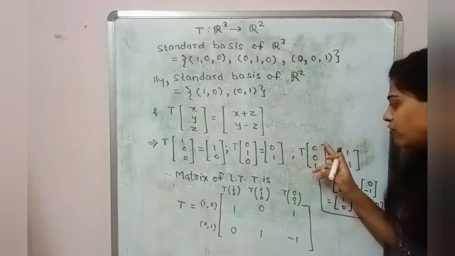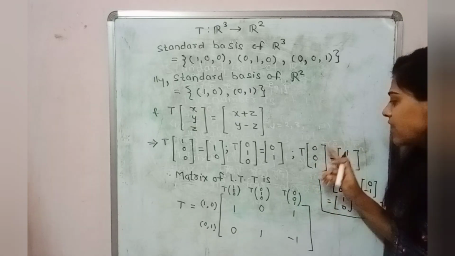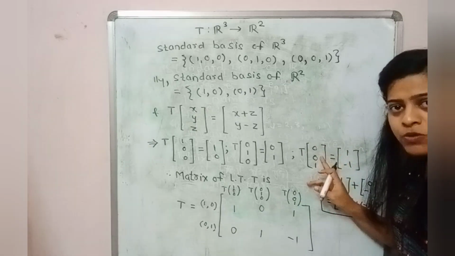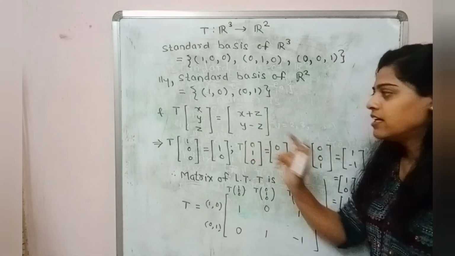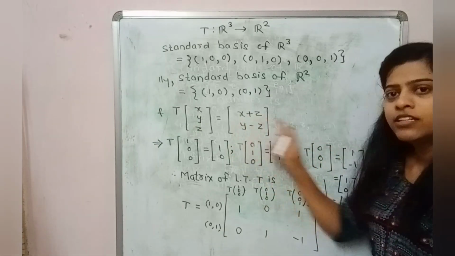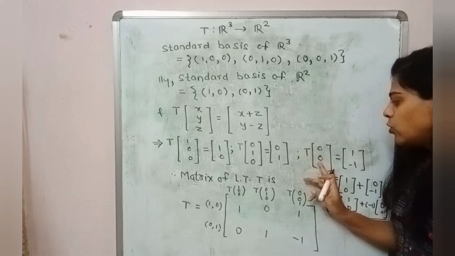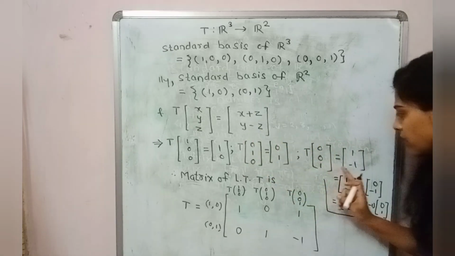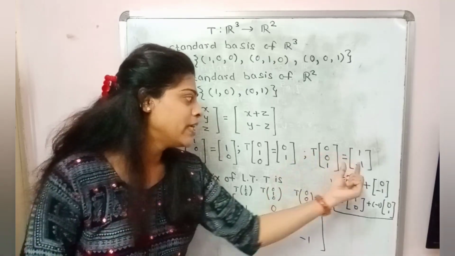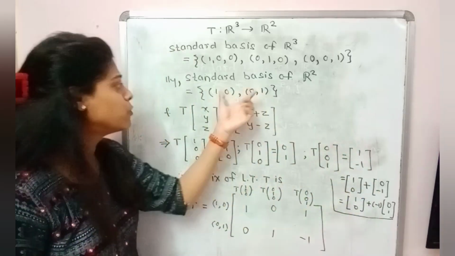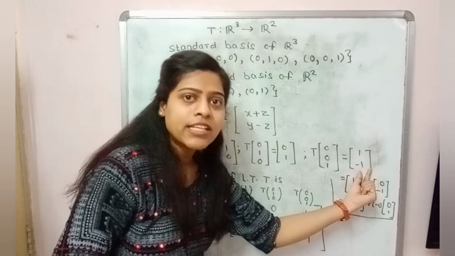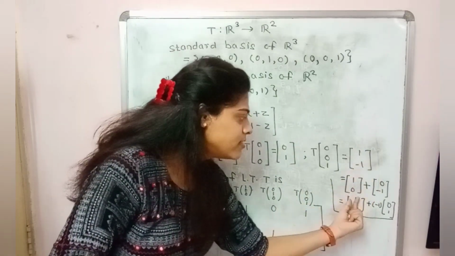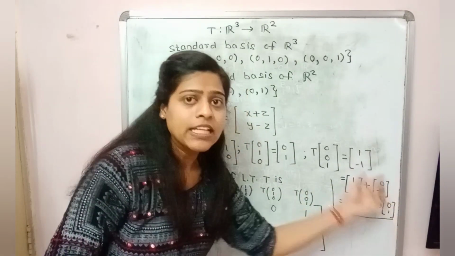And lastly, the last standard basis is 0, 0, 1. So that means T of 0, 0, 1. That means x is equal to 0, y equal to 0 and z equal to 1. So put these values in this matrix, then we have 0 plus 1 is equal to 1, 0 minus 1 is equal to minus 1. Now we are going to split this matrix with respect to 1, 0 and 0, 1. That means 1, minus 1 can also be written as 1, 0 plus 0, minus 1. Is it true or not?